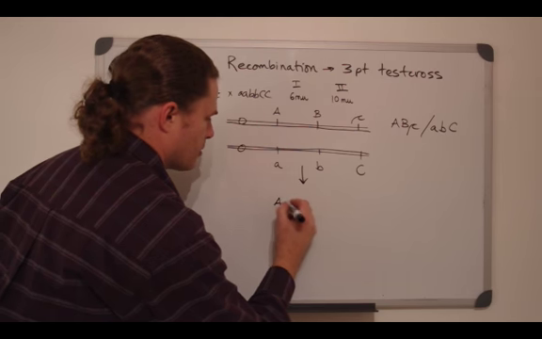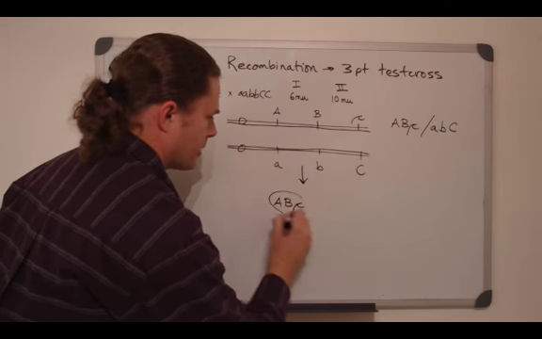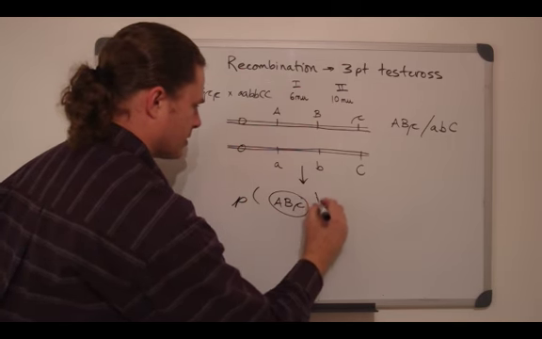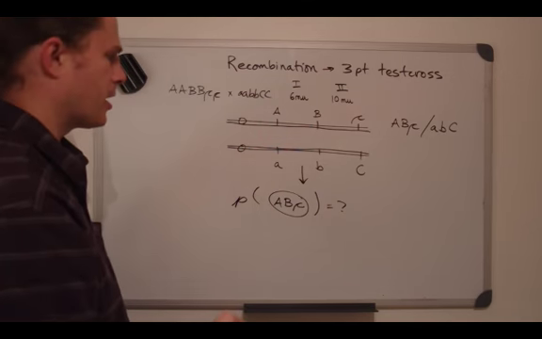Let's start with one of the ones that's one of the inputs. So we could ask the question, what's the probability of getting this gamete coming out of this F1 trihybrid?